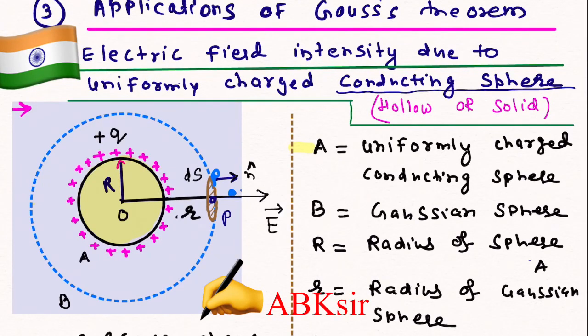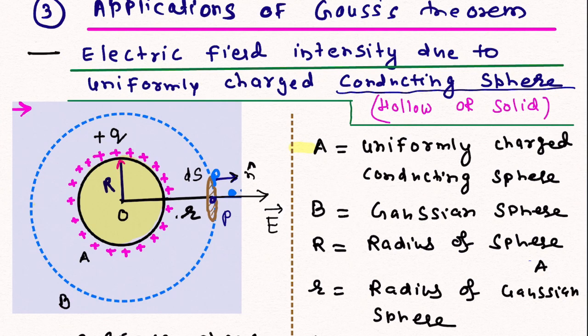Third application of Gauss's theorem is electric field intensity due to a uniformly charged conducting sphere. The sphere is hollow or solid but must be conducting. A uniformly charged sphere is represented by this yellow color. Charge on it is plus q.